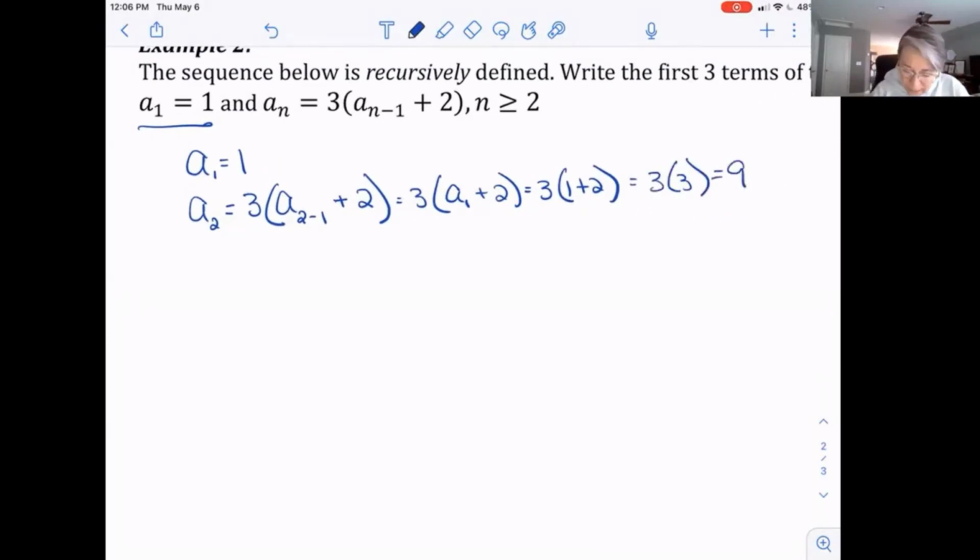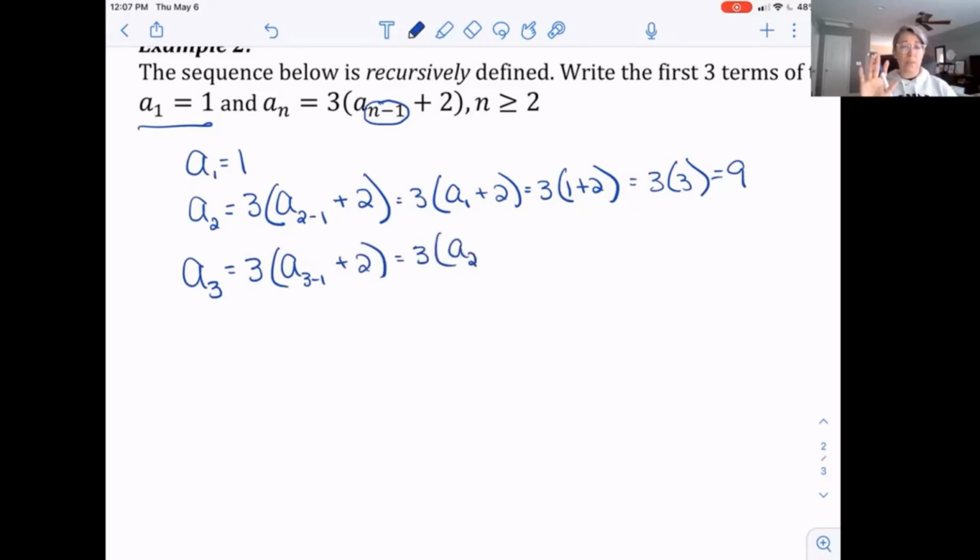So again, this n minus 1 just means the term before it. So a sub 3, the third term, would be 3 times a sub (3-1) plus 2, which equals 3 times a sub 2. So again, we're looking for a sub 3, so we got to use a sub 2 plus 2, which gives us 3 times, this time 9 plus 2.